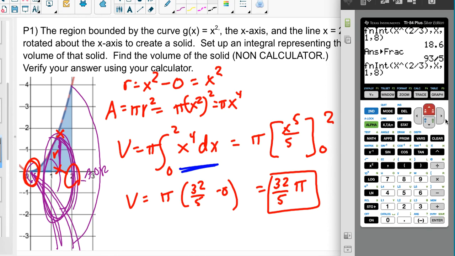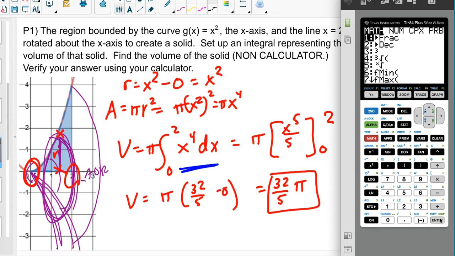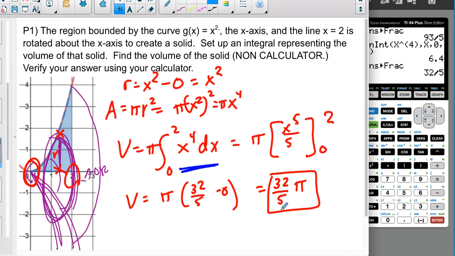And I'm just going to make this an x to the 4th. And we're integrating from 0 to 2, right? And I'm going to do that, and then I'm going to use math frac, which gives 32 fifths. So then I check that this piece is right, and I know that the pi is just sitting in front. So that checks out, and that's right. Cool. So let's keep moving.